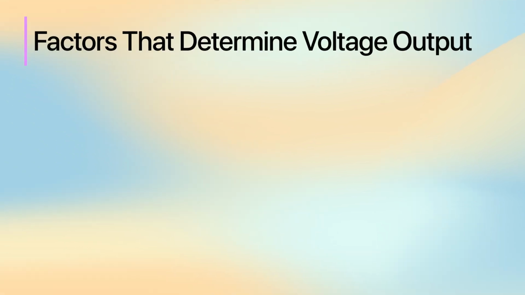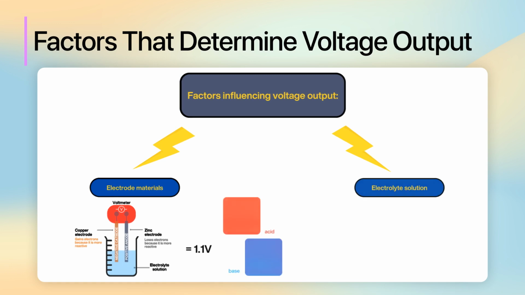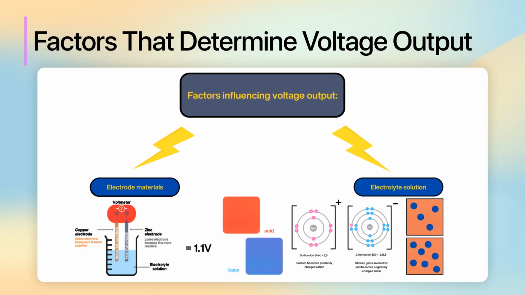Several factors influence the voltage output of a chemical cell. Different combinations of materials for the anode and cathode result in different voltage outputs. For example, a zinc-copper cell typically produces about 1.1 volts. The nature of the electrolyte, for example, acidic, basic, or salt solutions, and its concentration also impacts the efficiency and voltage of the cell. We will expand on these ideas in subsequent lessons.